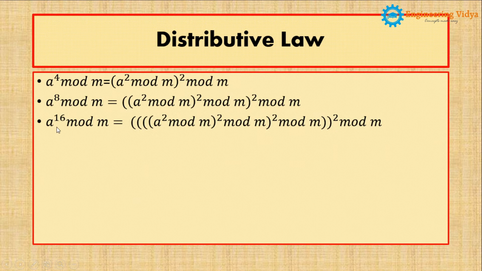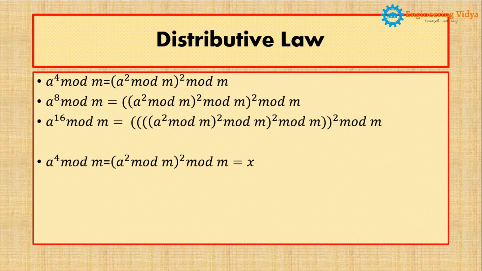Hence we can say a power 16 is distributed into 4 parts: 1, 2, 3 and 4. If you multiply 2 four times, then automatically we get 16. This is how the distributive law works. Whatever I have explained till now may look a little bit complex, but it can be made easy in other ways, which I'm going to explain now.